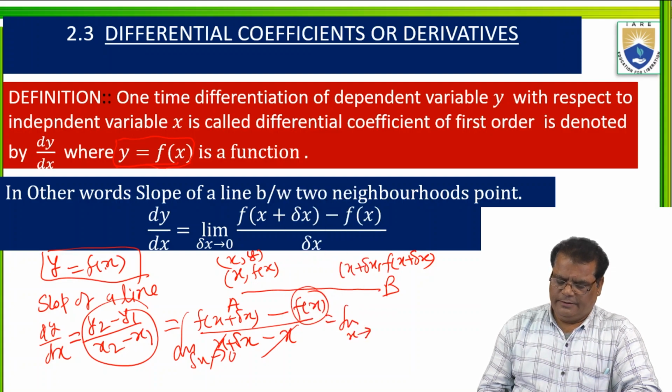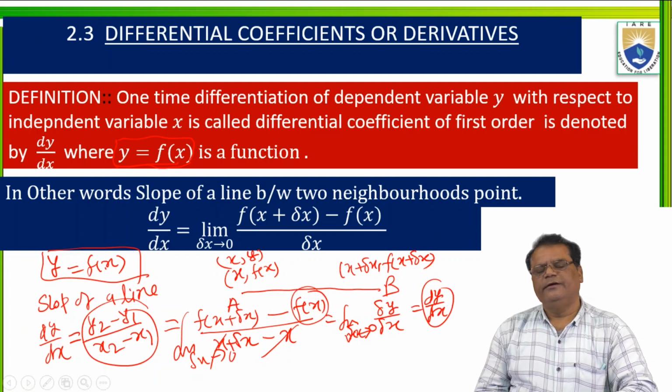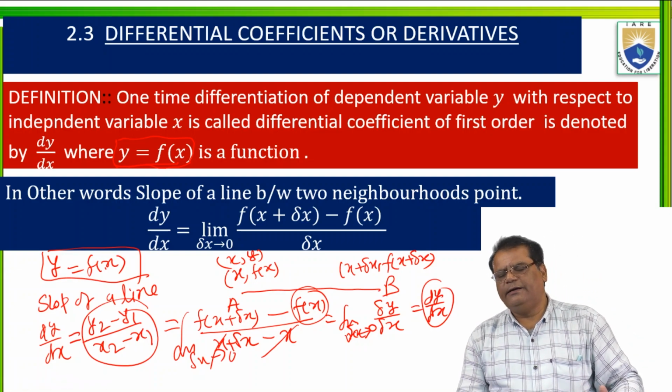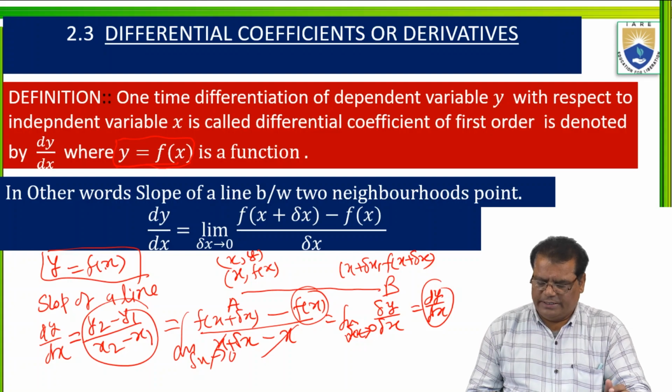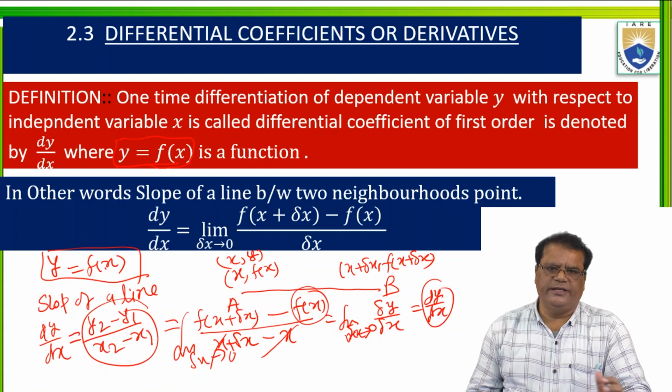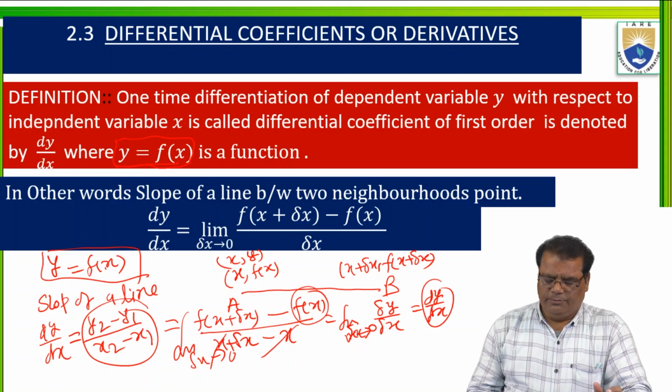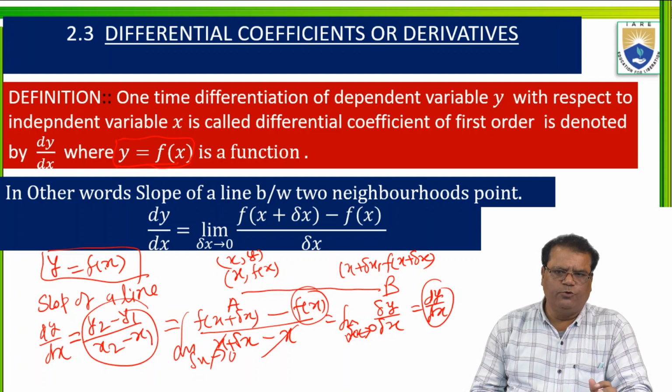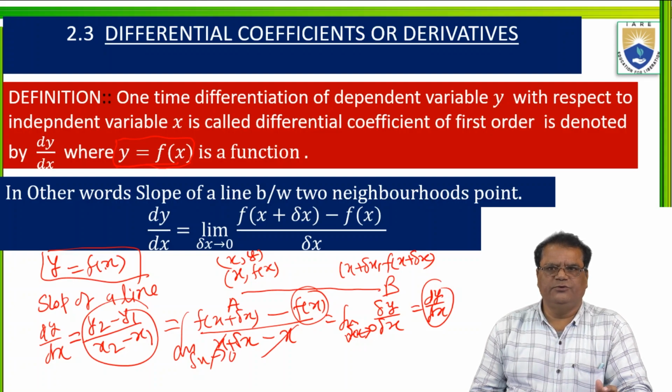Here the change is delta y upon delta x, with delta x tending to 0. After removing the limit, delta converts to d, so that is dy over dx. This is the slope of a line. This is the derivative, the first derivative, meaning we take the derivative between two points. Any relation that involves this derivative is known as a differential equation.